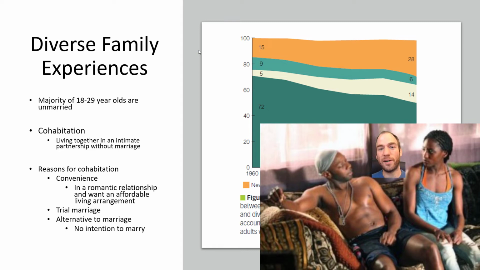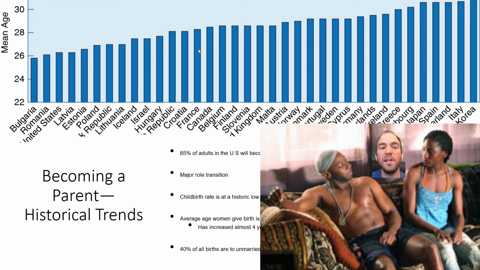So therefore, they combine expenses and split some of these crazy costs. But also, many partners live in the same house with an intention to marry in time. So it's a trial marriage. And this again reflects a shift, a historical era, wherein rates of cohabitation have been increasing across the decades in the U.S. Expanding on historical trends in becoming a parent, 85% of adults in the U.S. will become parents. It's a major role transition.